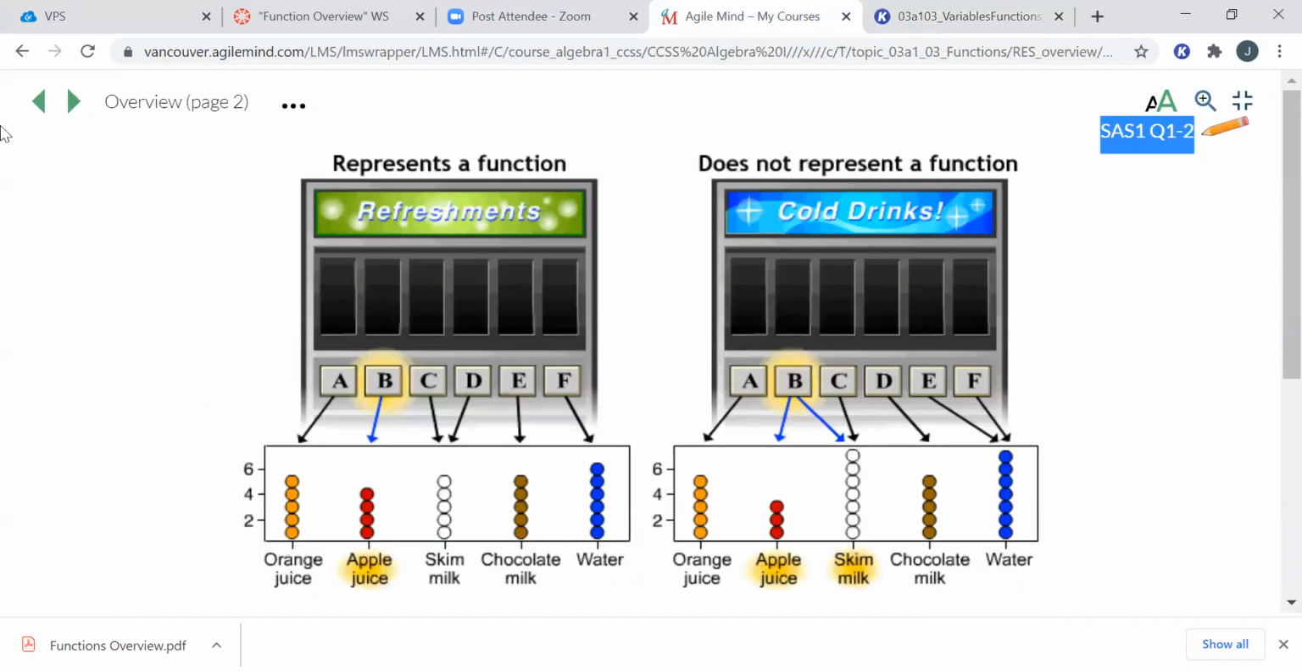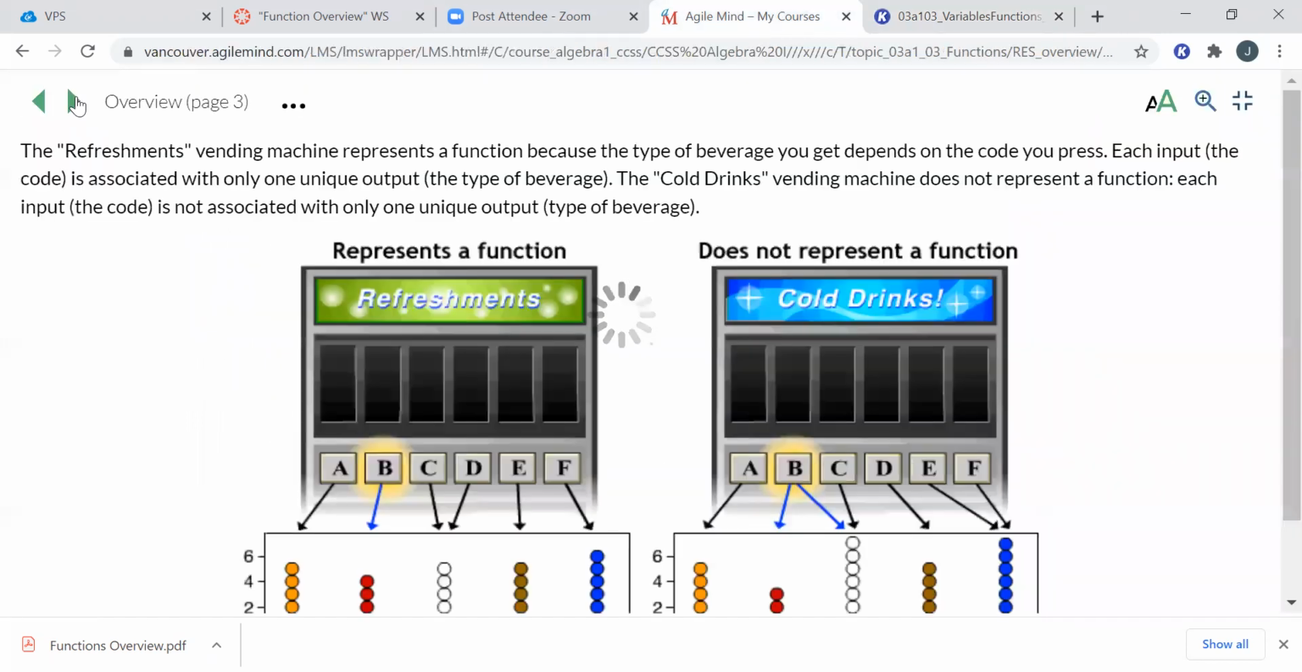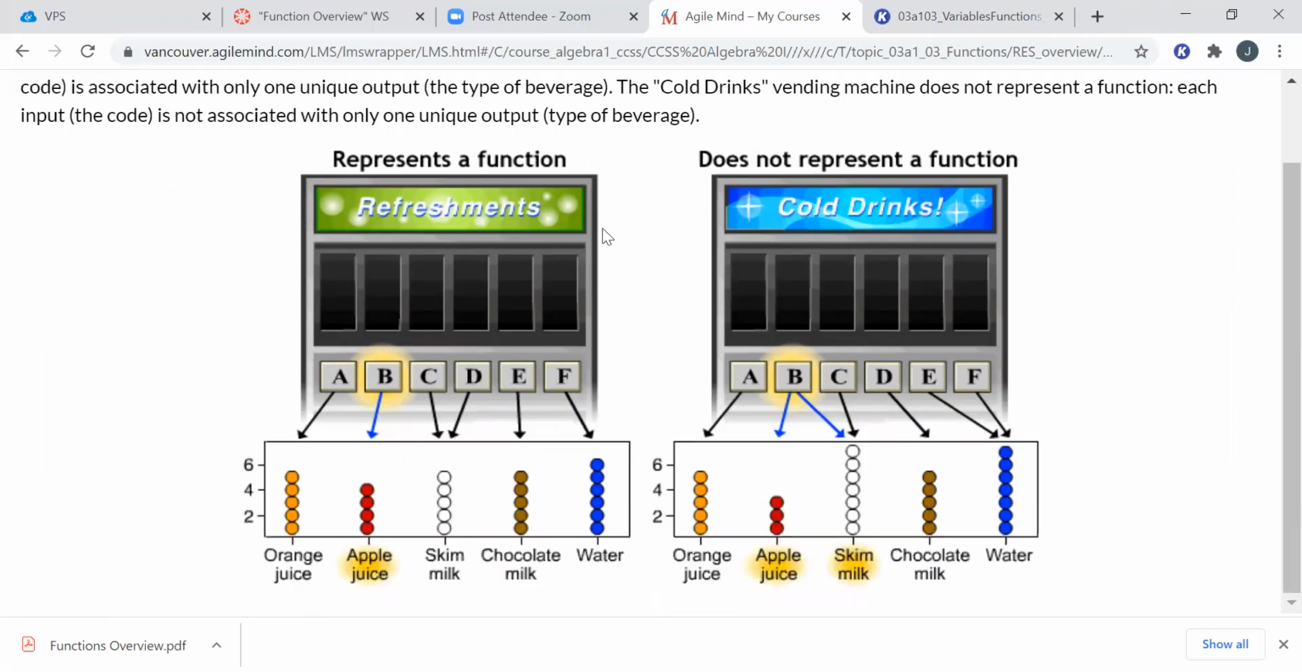I'm going to make sure we don't have anything else here. Page 3. The refreshment vending machine represents a function because the type of beverage you get depends on the code you press. Why do they use code? Oh well. Each input, the code, is associated with only one unique output, the type of beverage. The cold drinks vending machine does not represent a function. Either each input is not associated with one unique output. All right, which is what we just said.